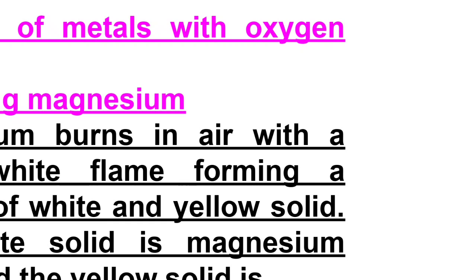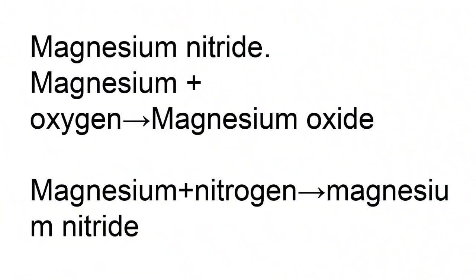Magnesium burns in air with a bright white flame, forming a mixture of white and yellow solid. Now, the white solid is normally magnesium oxide, while the yellow solid is magnesium nitride. The equations for the reactions are as follows. Magnesium plus oxygen is magnesium oxide, while magnesium plus nitrogen forms magnesium nitride.